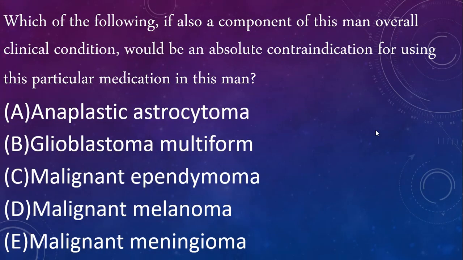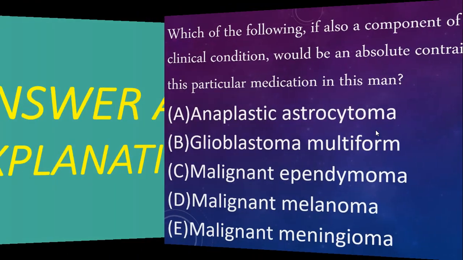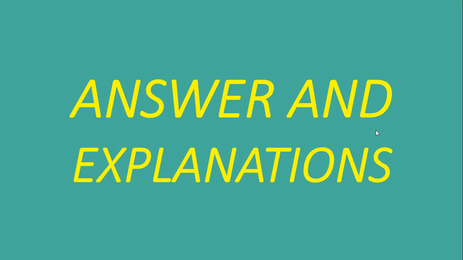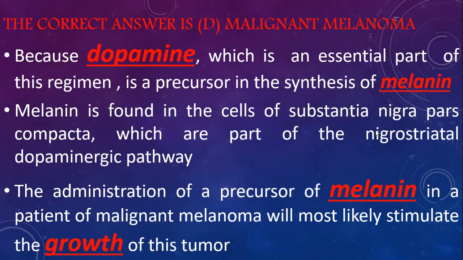Which of the following, if also a component of this man's overall clinical condition, would be an absolute contraindication for using this particular medication in this man? A. Anaplastic astrocytoma. B. Glioblastoma multiforme. C. Malignant ependymoma. D. Malignant melanoma. E. Malignant meningioma. Answer and explanations. The correct answer is D, i.e.